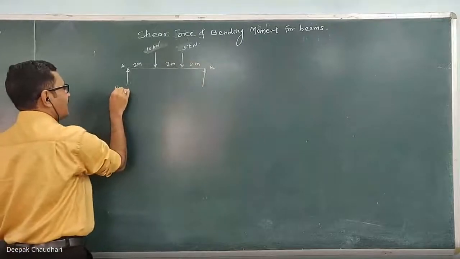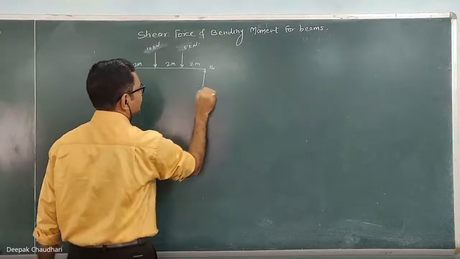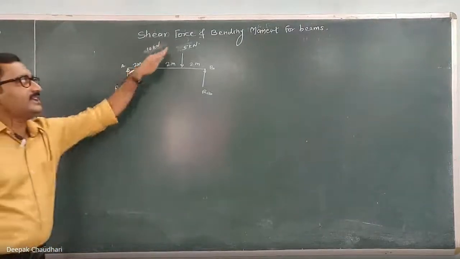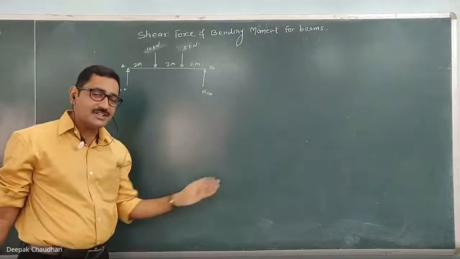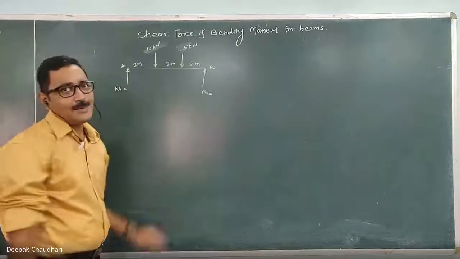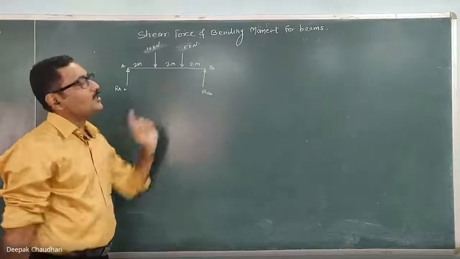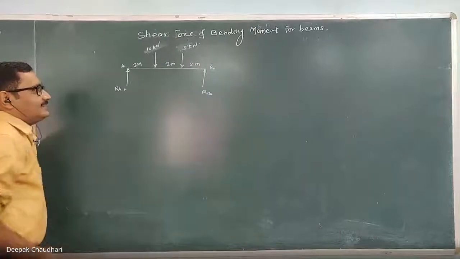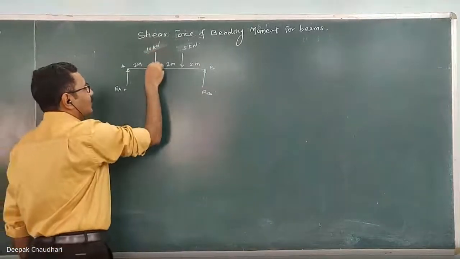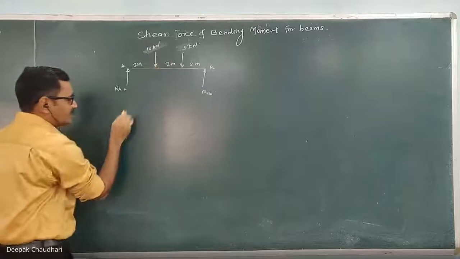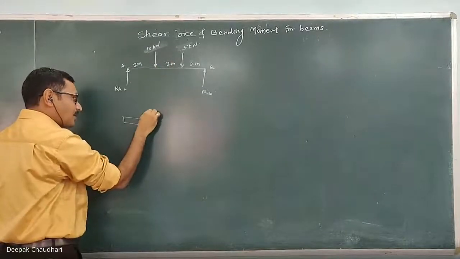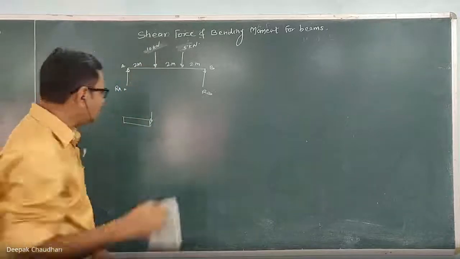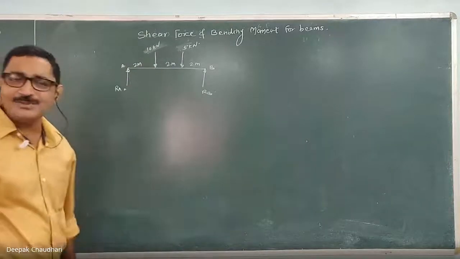So you will get RA and you will get RB. You can calculate these support reactions. Since there is no inclined force, no external horizontal force, the horizontal component of reactive force will be 0. So there will be only vertical components at the supports. Now, these are the lateral loadings. These loads are acting tangential to the cross section. This externally applied load is tangential to the cross section.